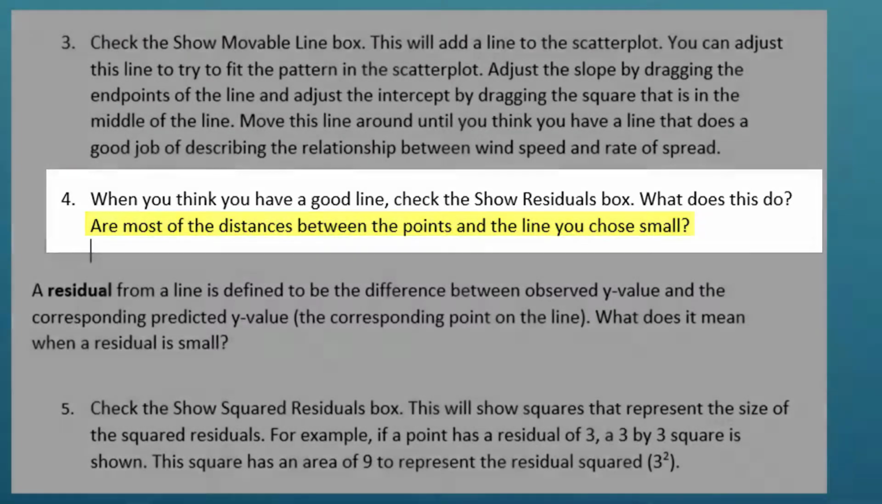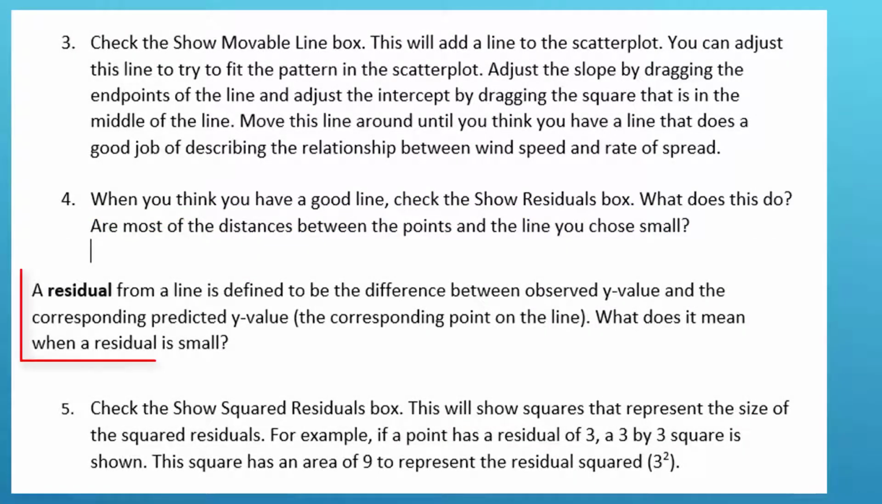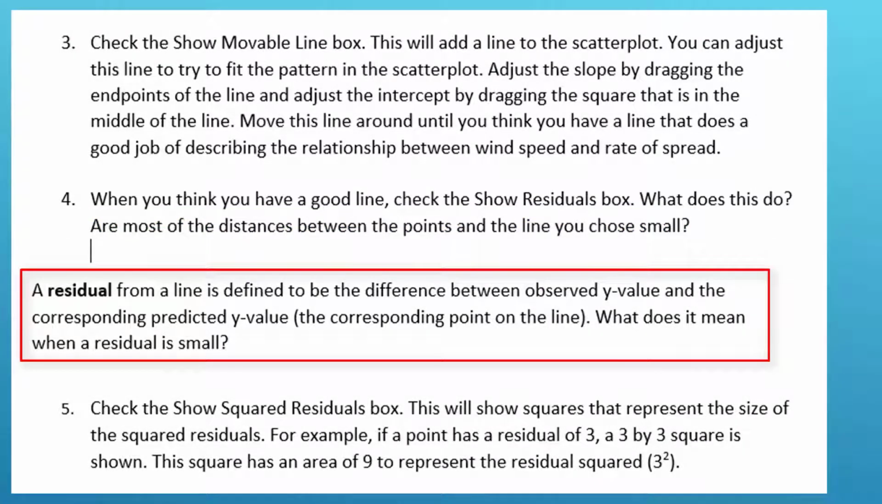At this point, it makes sense to give the definition of residual and to have students think about what it means if a residual is small. Ask students why small residuals are desirable. They should be able to relate this back to the earlier discussion of what makes for a good line.